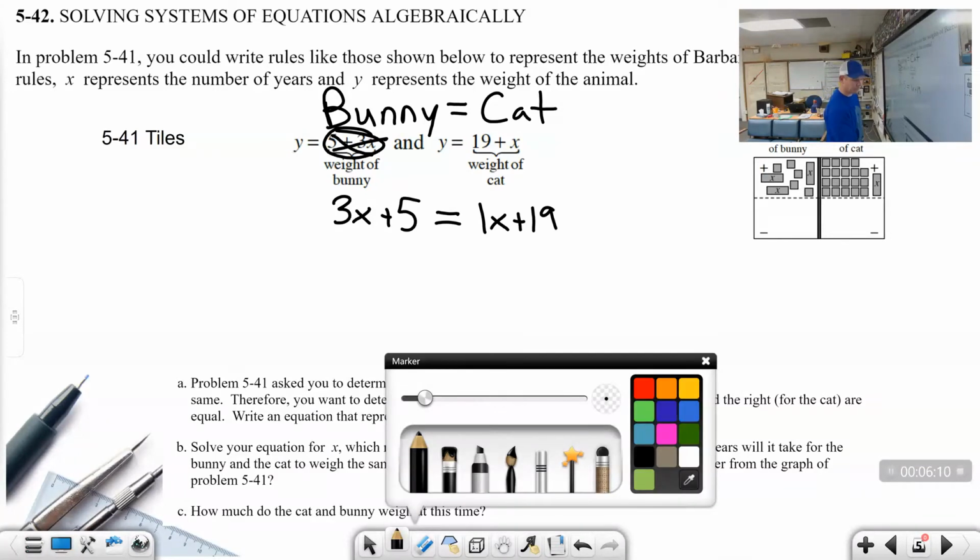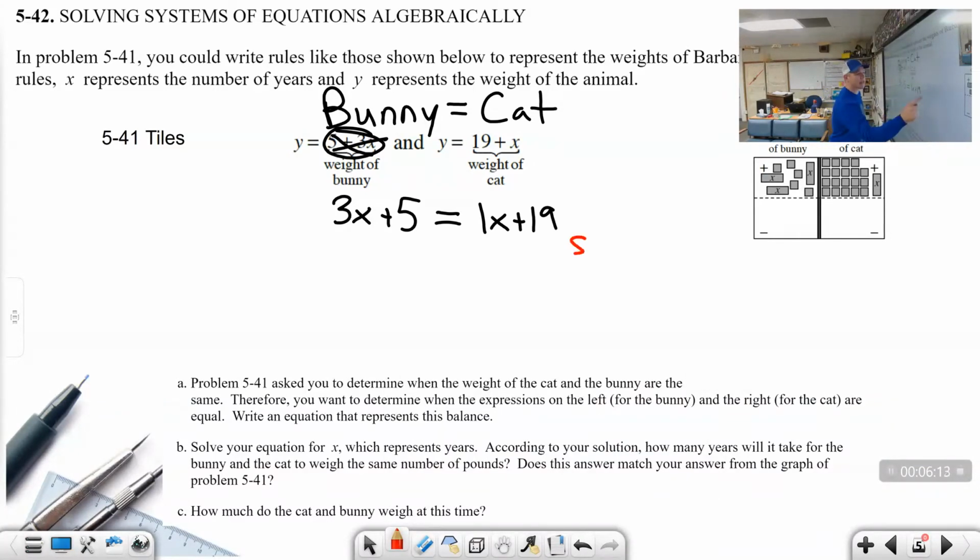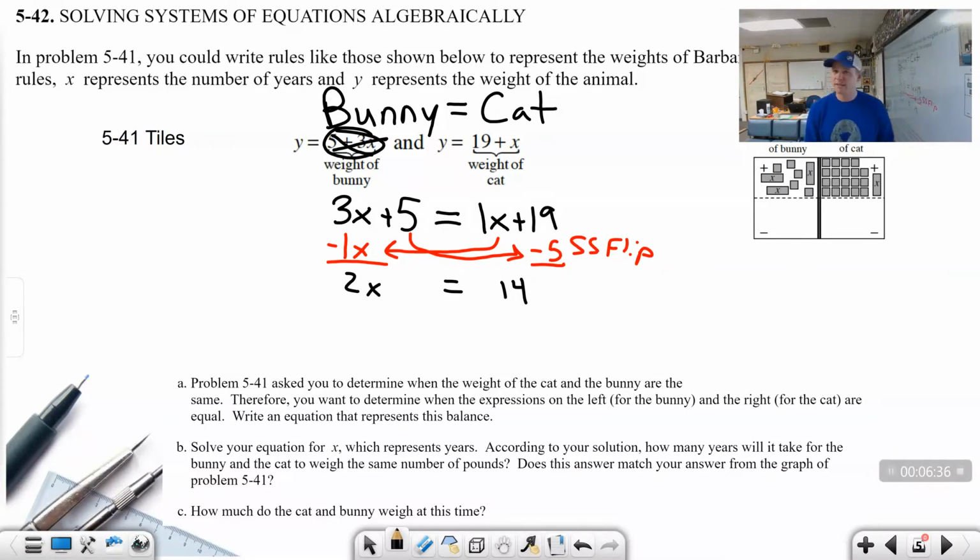I need to do a side-side flip. And I'm going to flip this positive 1 over here, and it's going to become a negative 1. I'm going to side-side flip this guy. Over here, the positive 5 becomes negative 5. And I'm going to go ahead and do the math, and I get 2x equals 14. That's our first legal move, side-side flip.